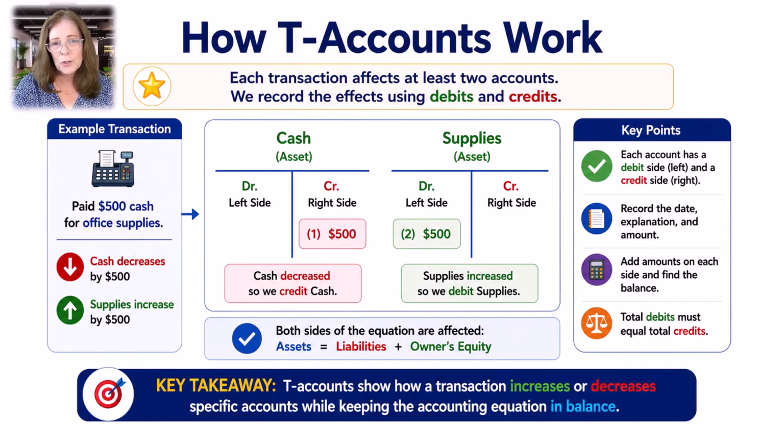Even though cash decreased and supplies increased, the accounting equation stayed in balance because one asset simply changed into another asset. No liabilities changed. No owner's equity changed. The business still owns the same total amount of assets. They're just in a different form. That's one of the reasons accountants love T accounts. They make the flow of transactions easy to see.